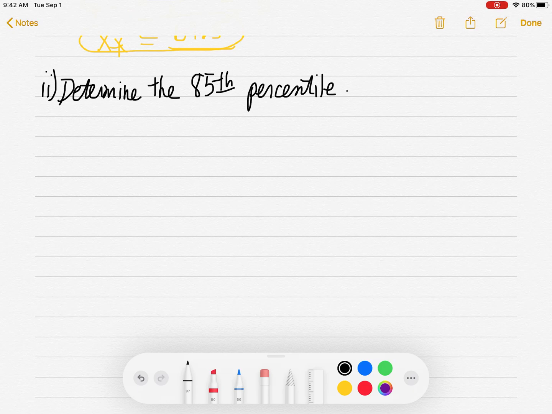So remember, the first thing you got to do is put your data in order. Now, I already put it in order earlier. I'm just going to copy down those numbers in order. I have them here written on a piece of paper. I got 56, 56.